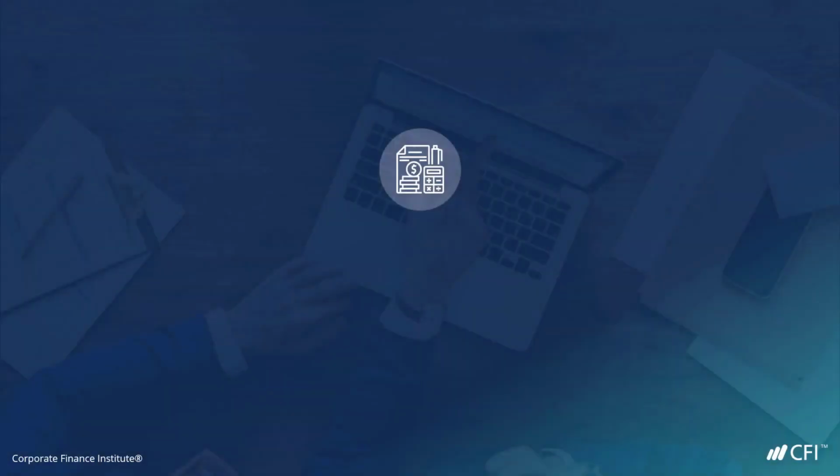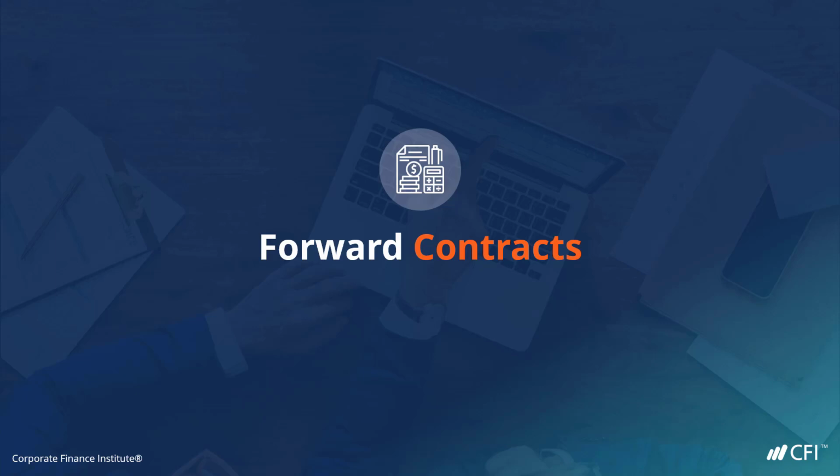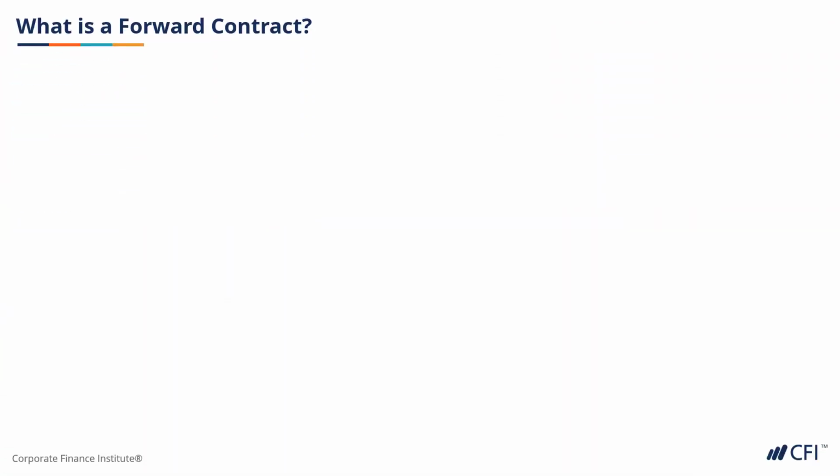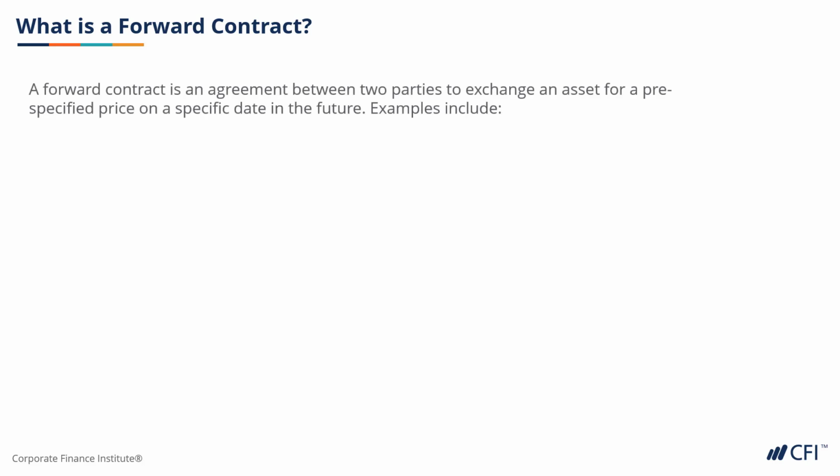Our first category of derivative contracts are forward contracts. So, what is a forward contract? Well, a forward contract is simply an agreement between two parties to exchange an asset for a pre-specified agreed price upfront, but on a specific date in the future.